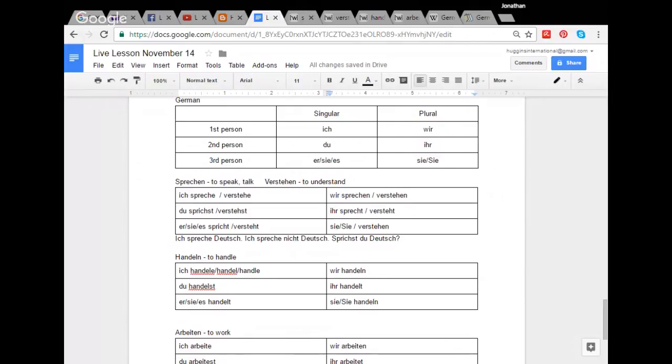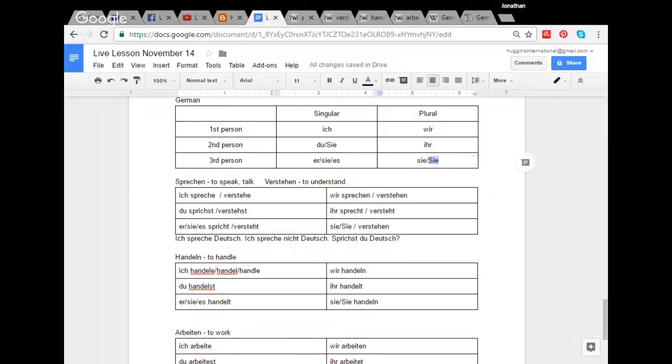The sie with the lowercase s is a they form, and the Sie with a capital S is a formal form. And this formal Sie with the capital S is actually considered both singular and plural. So I guess I could technically put Sie also here as a second person, because you're talking to somebody, but it's a way of addressing a formal person. So I'll put it here in the second person singular, but the way it conjugates the verbs is over here with this one.